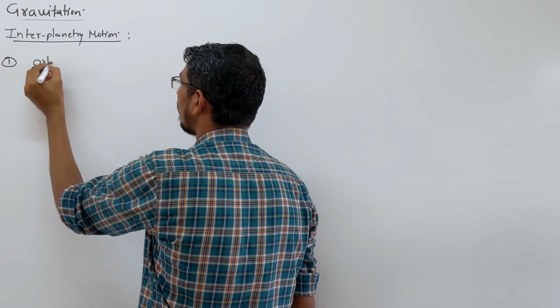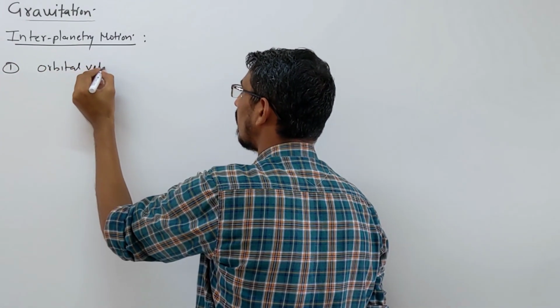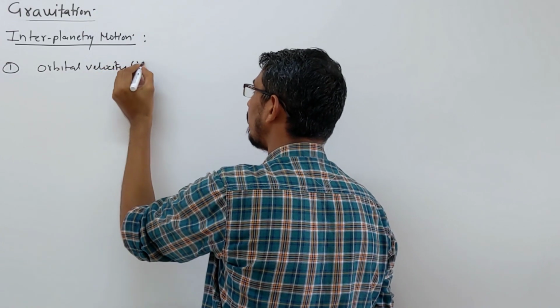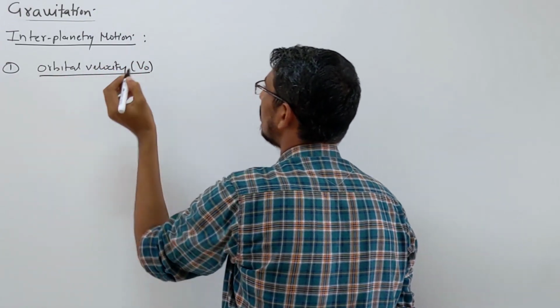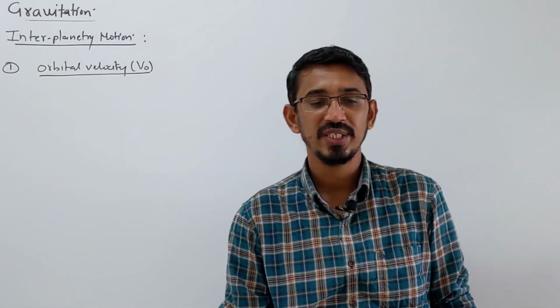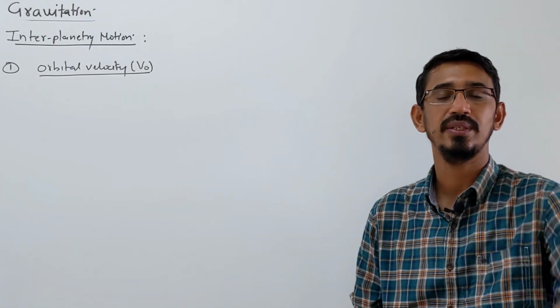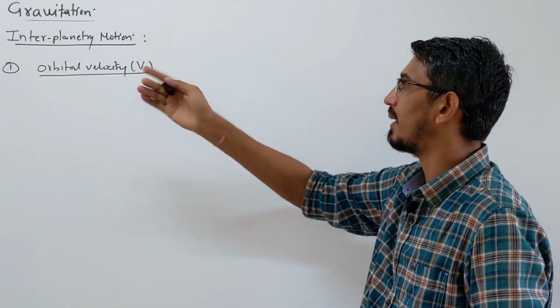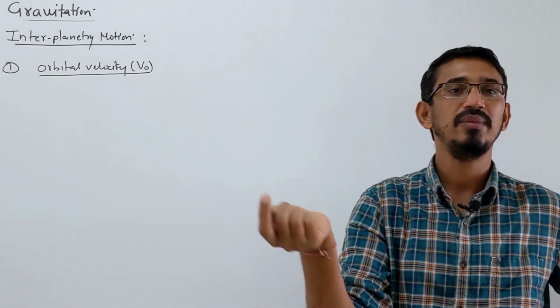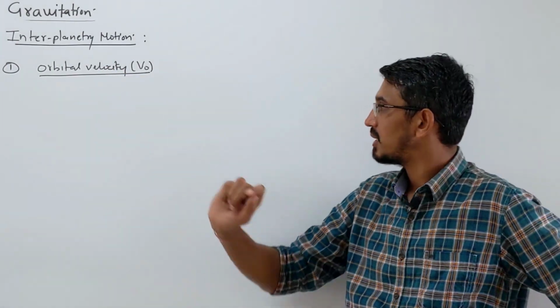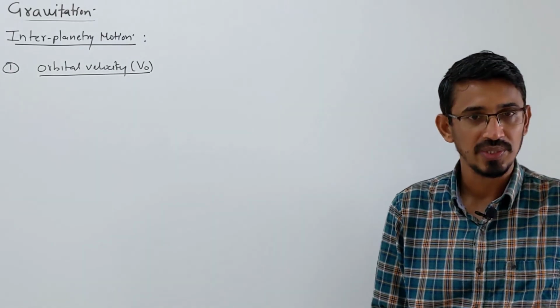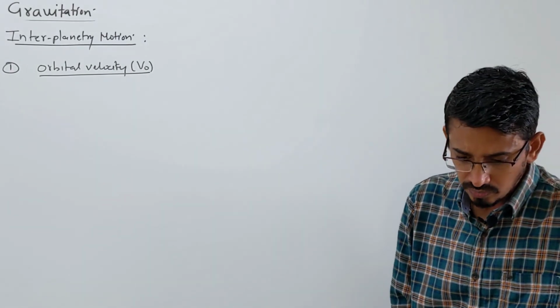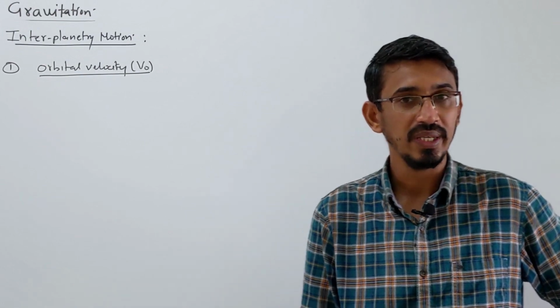The first thing we want to learn here is orbital velocity. We write V naught as the symbol for this. It is the speed or velocity at which a planet is moving around the sun or a satellite is moving around a planet. Generally we will talk about satellite and planet. A satellite moving around a planet, that speed is called orbital velocity. So, you want to calculate how much it is.